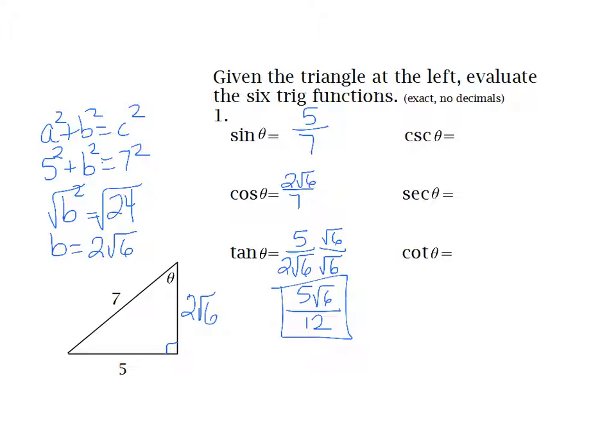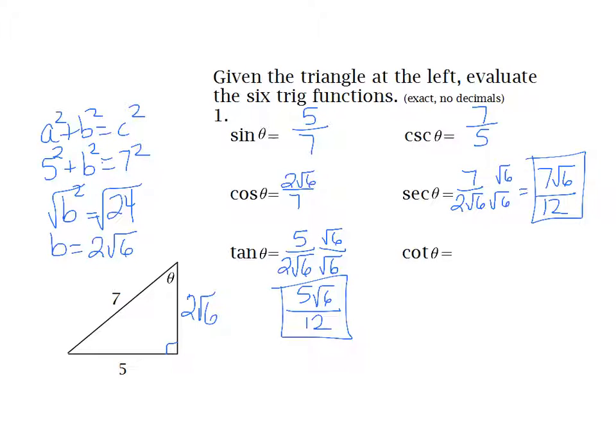When I do my reciprocal identities, I'm really just going to look back over here. I could go down here and do the reciprocal, but I know it's just the reciprocal of what I already have. I'm going to flip it. This is just going to be a 7/5. Cosine is going to be 7 over 2√6, and I rationalize that. 7√6 over 12, it doesn't reduce.